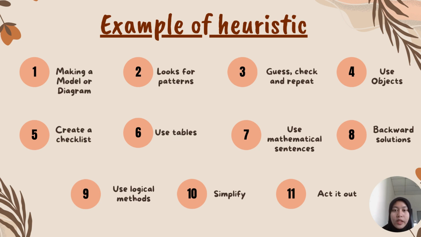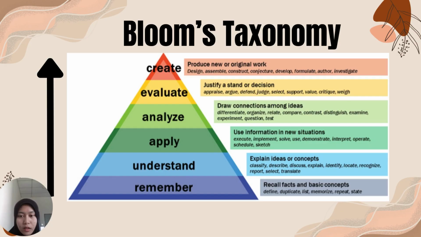Next, as you can see here are the examples of heuristic methods. Number one, making a model or diagram. Two, look for a pattern. Three, guess, check, and repeat. Four, we use objects. Five, we create a checklist. Six, we use tables. Seven, we use mathematical sentences. Eight, we use backward solution. Nine, we use logical method. Ten, we simplify. And lastly, eleven, we act it out.